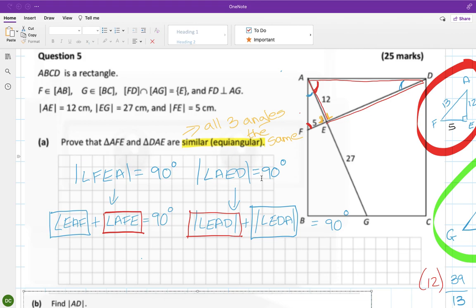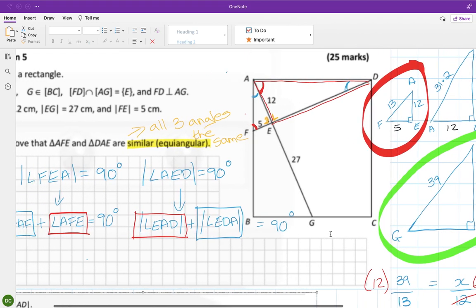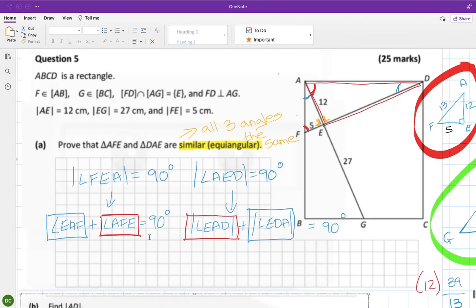Same theory in the big triangle. AED is 90, so the red and the blue added together both have to make up the other 90. So I have the red EAD plus the blue EDA equals 90. And what we're trying to prove, I have it color coded, is that AFE is the same as EAD and EAF is the same as EDA.